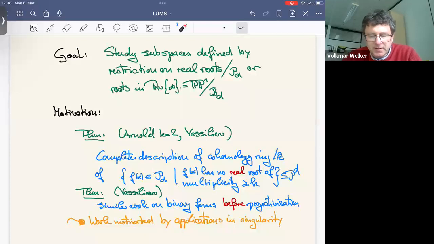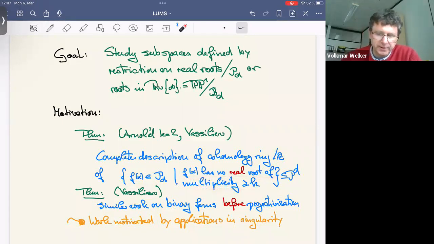And the motivation why these spaces are interesting comes from theorems actually motivated by singularity theory from the school of Arnold. And Arnold himself, for example, proved the following theorem, which was then much later generalized by his student Vasiliev. Namely, they looked at the spaces of monic polynomials of degree d, so that this polynomial has no real root of multiplicity greater or equal to k.